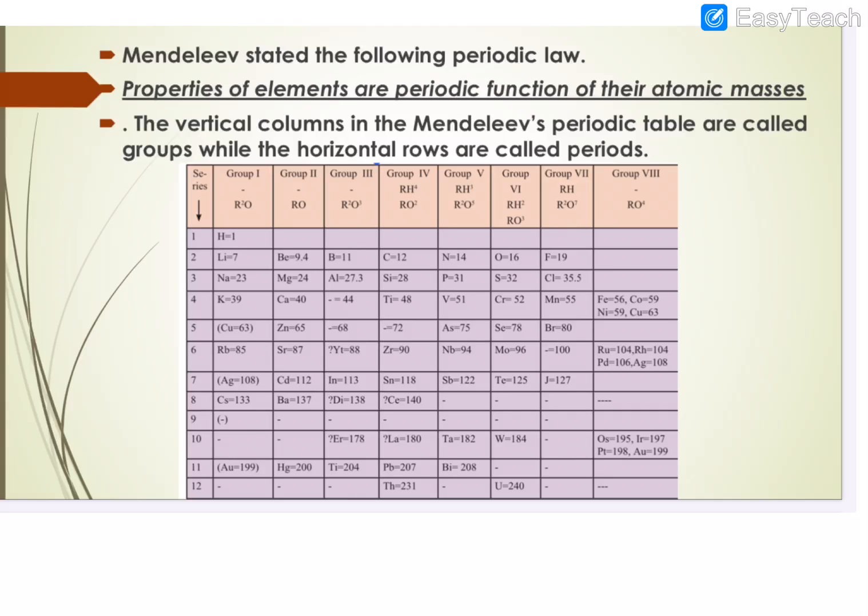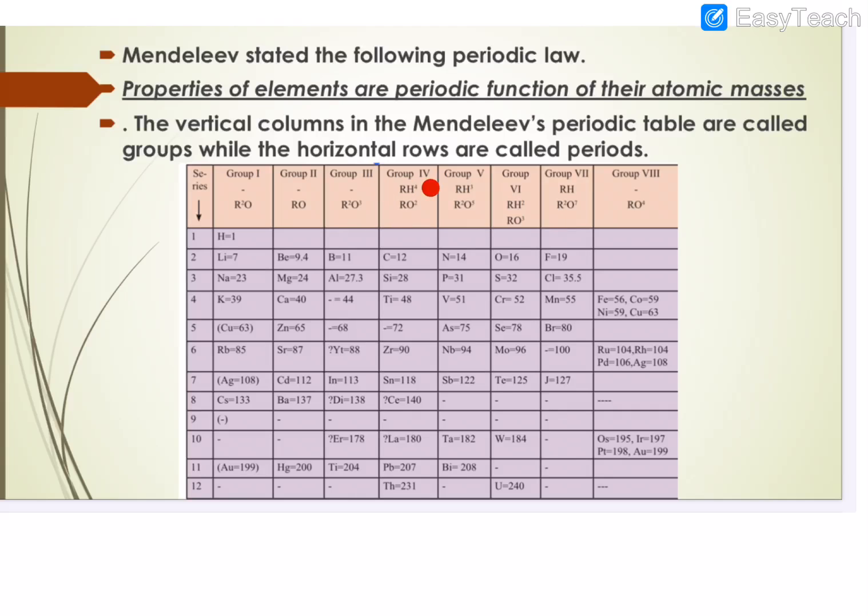Periodic function means the function which repeats at certain intervals, periodically. So the properties of elements are a periodic function of their atomic masses. And he also said the vertical columns in Mendeleev's periodic table are called groups. So the vertical columns are called groups.